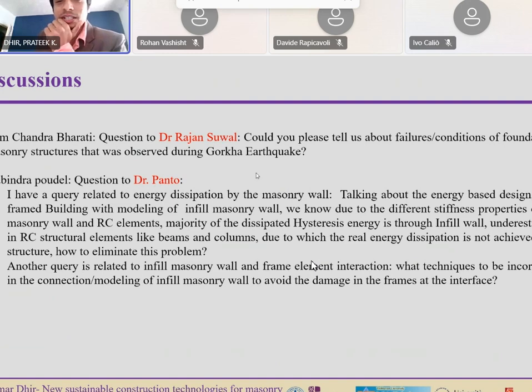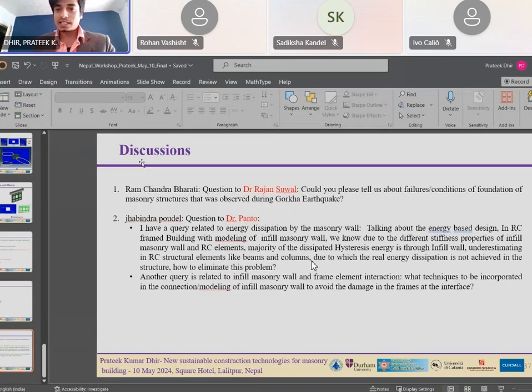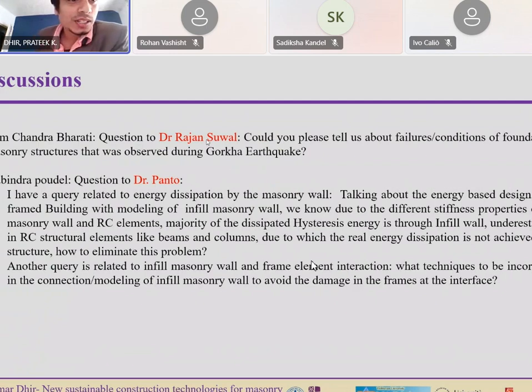There is a question: could you please tell about the failure conditions of foundations of masonry structures that can be observed during the Gorkha earthquake? Pratik is not visible, so I can read it out. The question is from Ramchandra Bharti, who is asking about the failure conditions of foundations of masonry structures observed during the Gorkha earthquake.